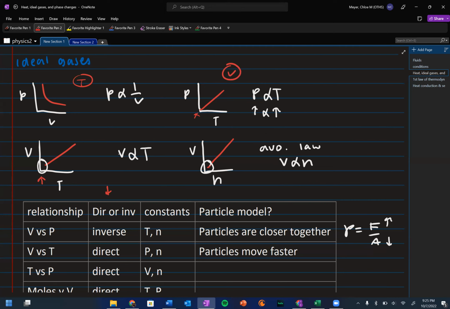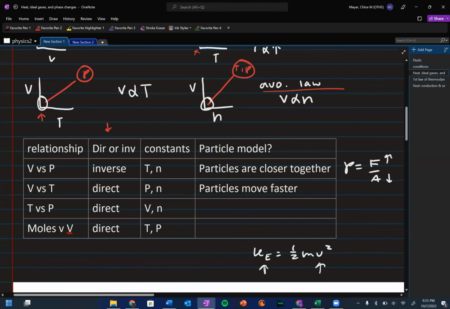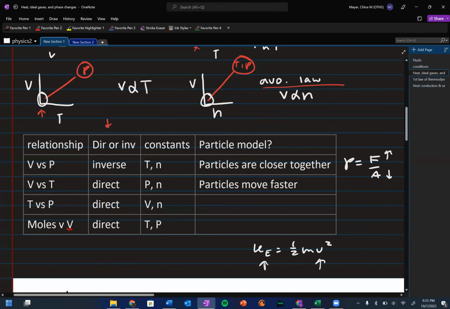The volume stays the same here, pressure stays the same here, and temperature and pressure stay the same here. But that's going to be a direct relationship. And with the last one, you find Avogadro's law. So the more particles you have, the bigger the volume is going to be if you keep temperature and pressure the same. And you can see here all the relationships.